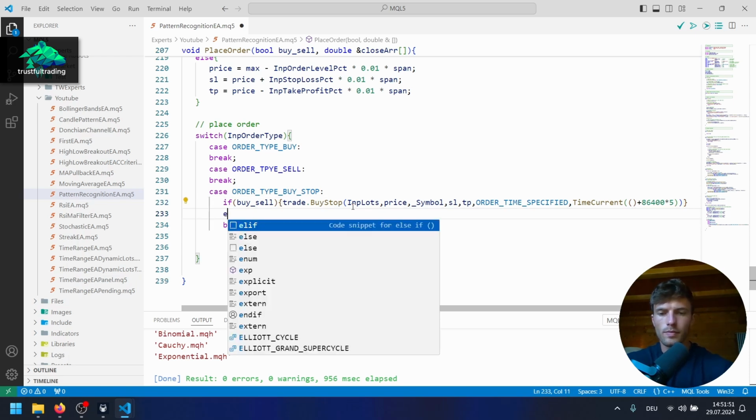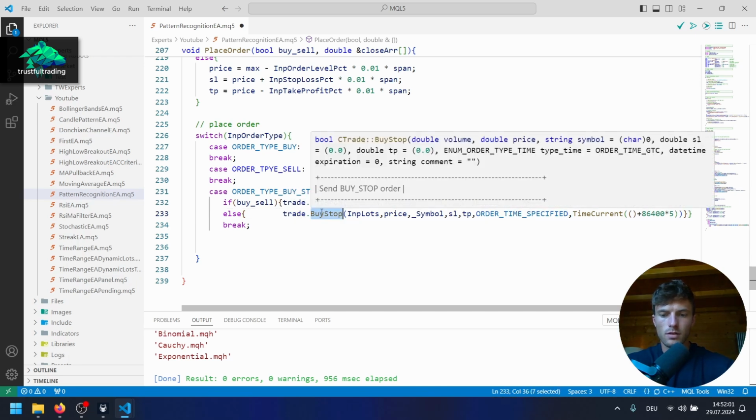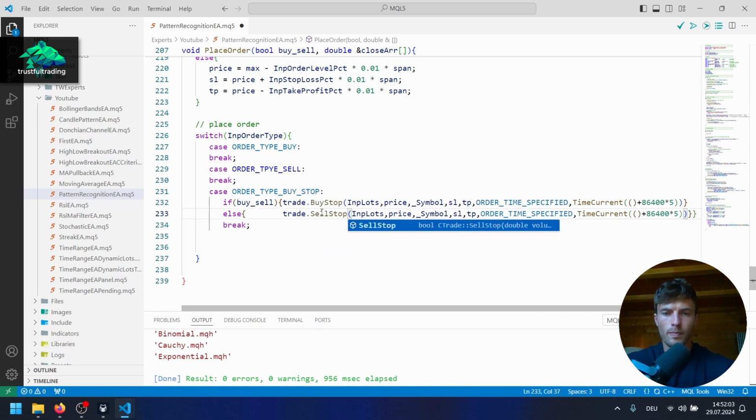And else we want to create a sell stop order, basically with the same parameters. Sell stop, price, stop loss, take profit. Yeah, I think that's it. We need to add a semicolon here and here. Okay, and then we break. Then we can do the next case.